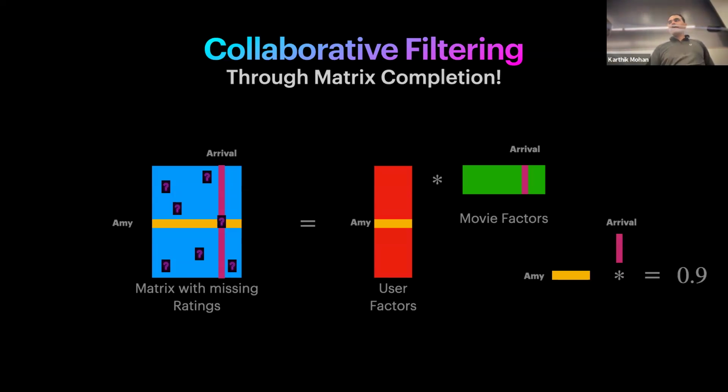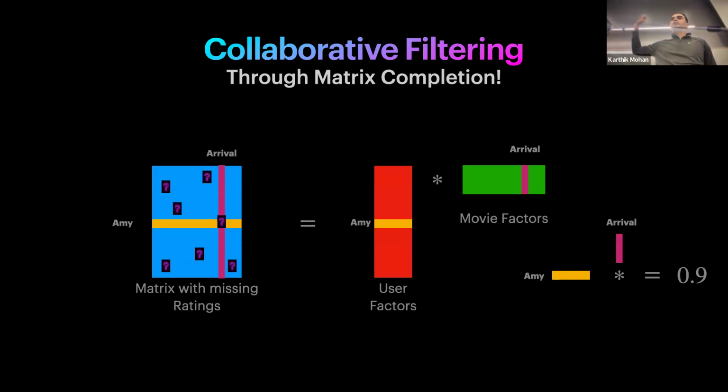Okay, so if I learn the user factors matrix and the movie factors matrix, then I ask, does Amy like Arrival? I have no idea from the ratings matrix. It's missing in the blue matrix. But because I've learned the user factor for Amy and the movie factor for Arrival, I take a dot product and let's say it comes out high, like 0.9. That's very similar.